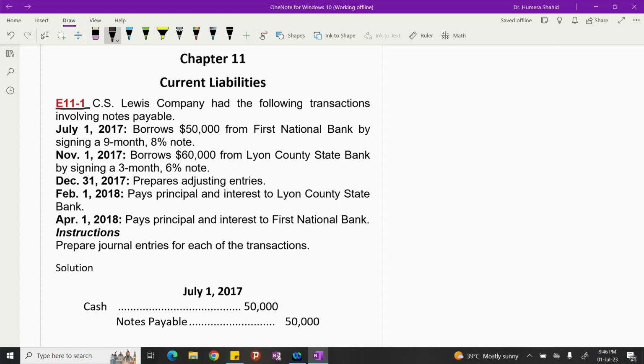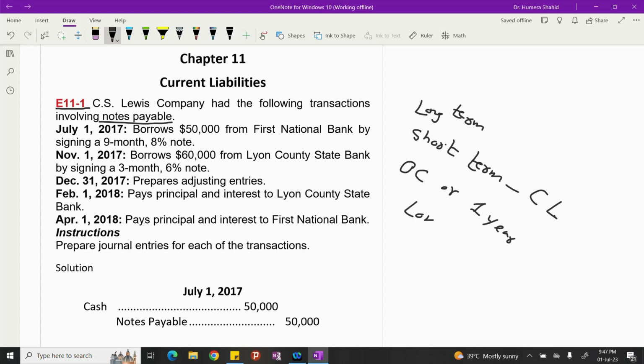C.S. Lewis Company had the following transactions involving notes payable. So they are telling us that notes payable transactions are there. Notes payable could be long term and they could be short term. Short term are those which fit into the definition of current liabilities. Okay, the definition is operating cycle or 1 year, whichever is longer, right? This is how we define a liability as current or long term.